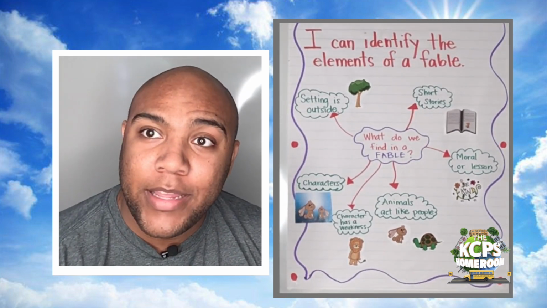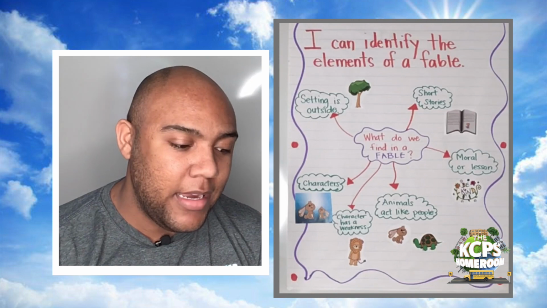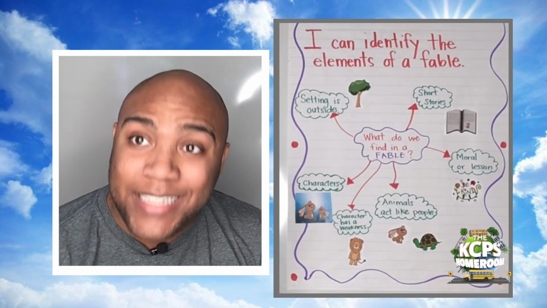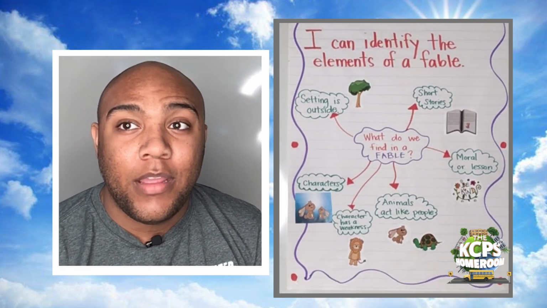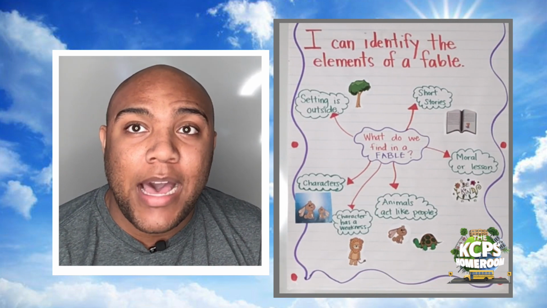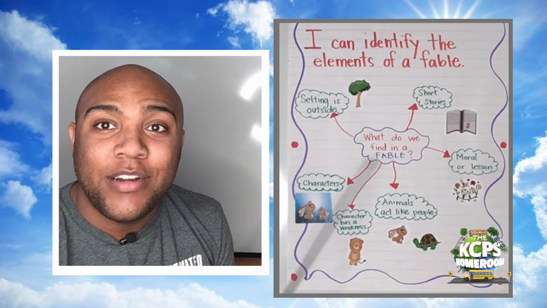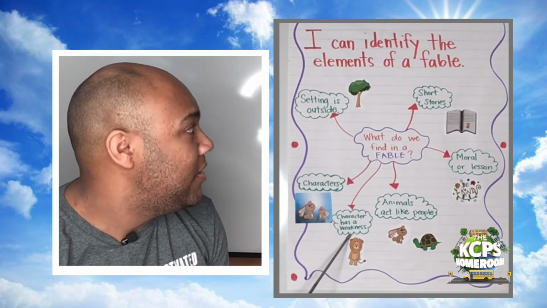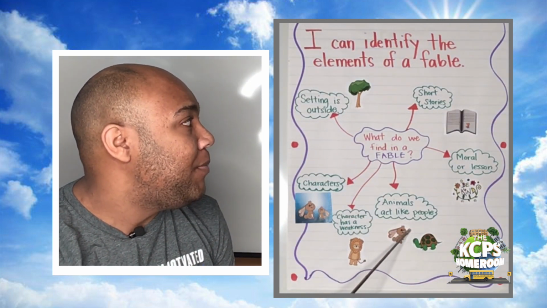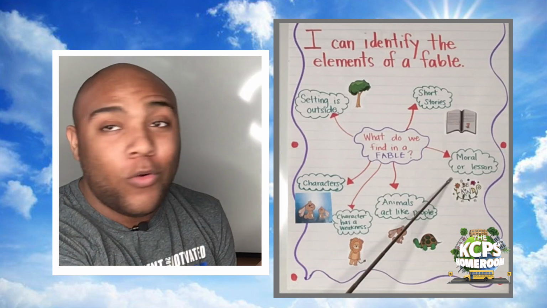The next story that I would like you to take a look at is called The Bundle of Sticks. In this particular fable, I would like you to help me identify the setting, who the characters were, what their weakness was. Do the animals act like people? Is there a moral or a lesson?